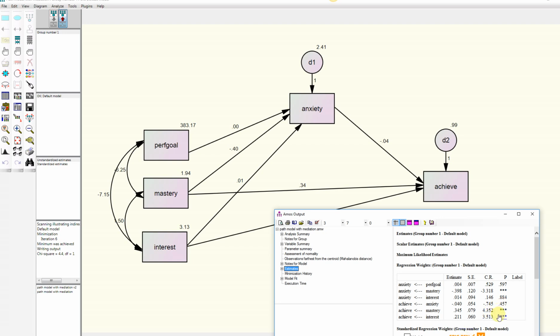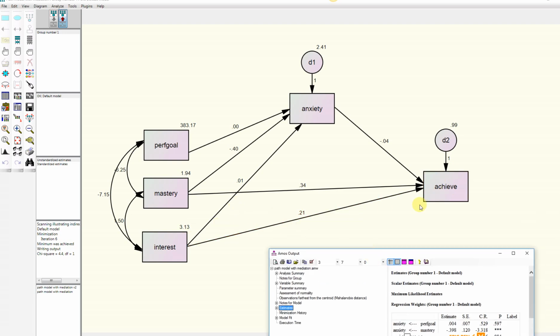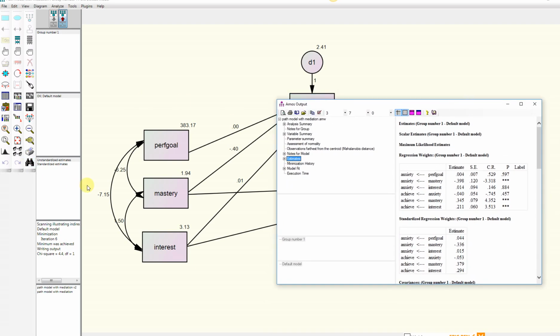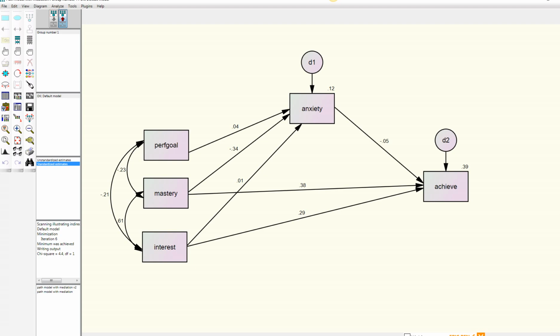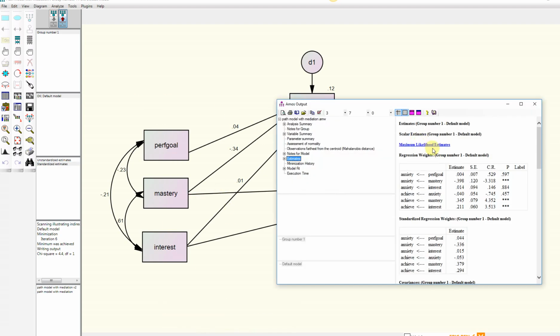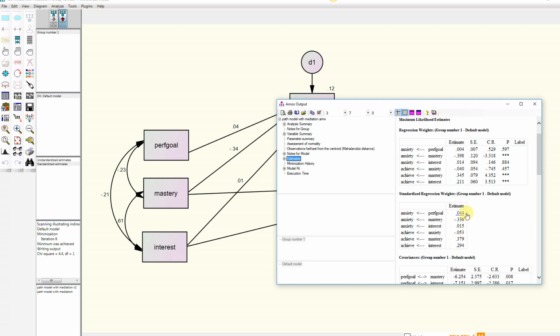Then in terms of mastery to achievement, this direct effect right here is statistically significant. Higher scores on mastery goals are associated with higher scores on achievement. And then we have interest to achievement as well. This path was positive and statistically significant. If we want to look at the standardized estimates for those paths, we can just click on that. If we want to look at it in our output here, you can see these are the standardized weights.